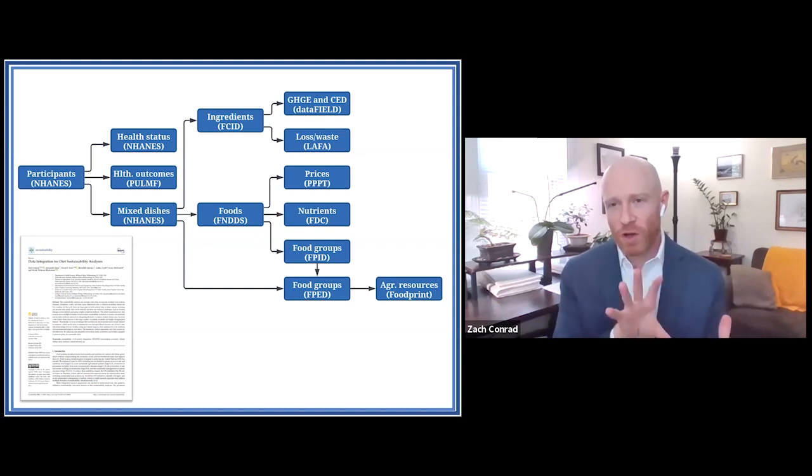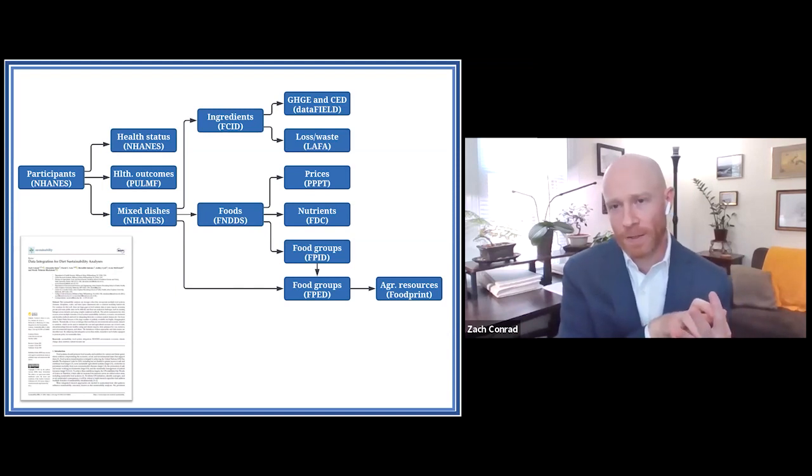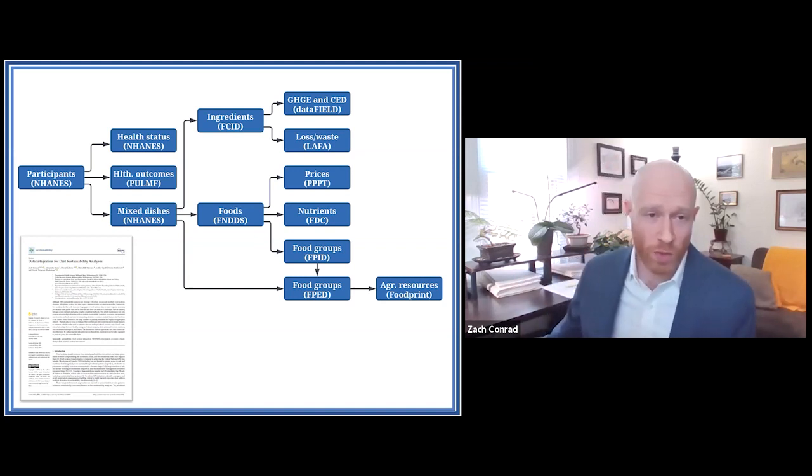So this talk is really drafted from this particular paper that I would encourage you to return to if you're interested in running any of these analyses. So once we have participants from NHANES, it's pretty easy to then get the health status and health outcomes.